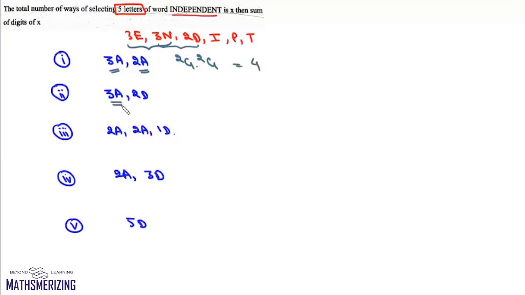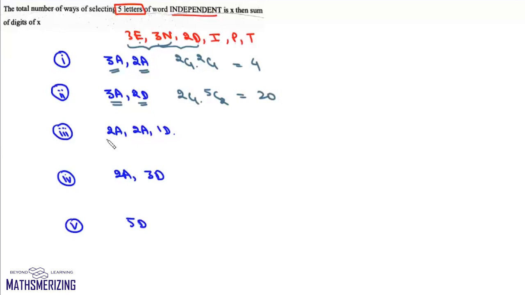Now again we have to select 3 alike, which again is 2c1, and 2 distinct. Now we have to select 2 distinct letters. Suppose these 3 alike were 3 e's. Now we have N, D, I, P, and T, that is 5 distinct letters from which we can select these 2 distinct letters, and it can be done in 5c2 ways. Now 2c1 is 2 and 5c2 is 10, so this value is simply 20.